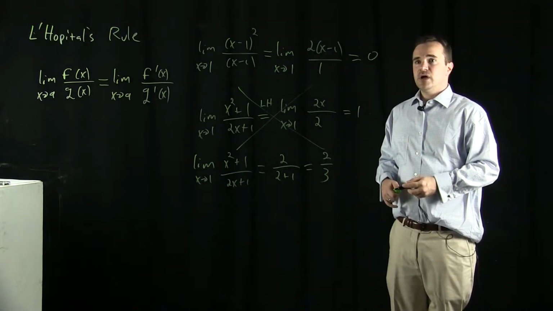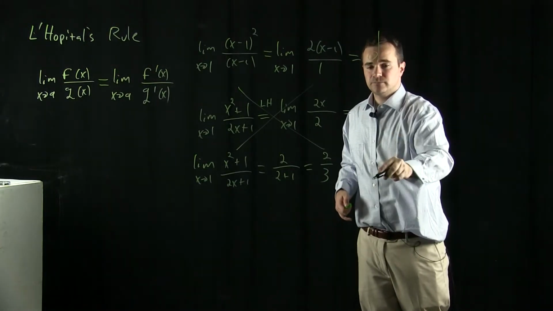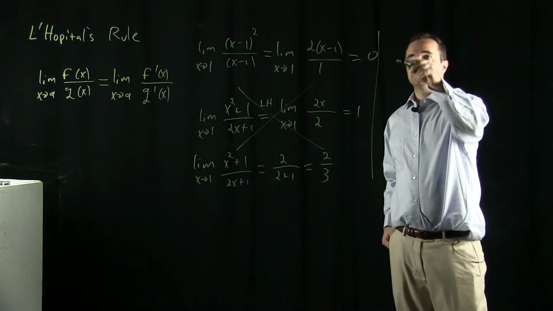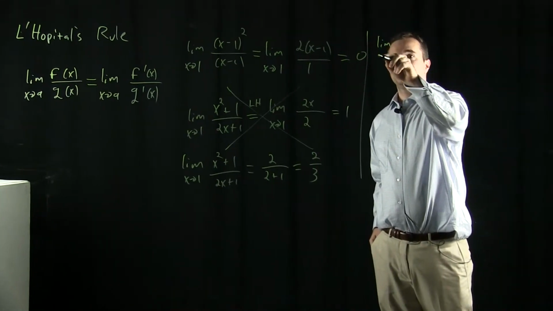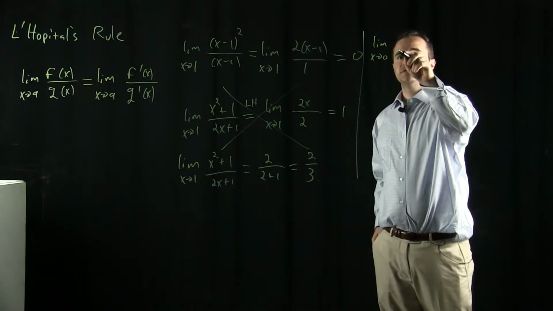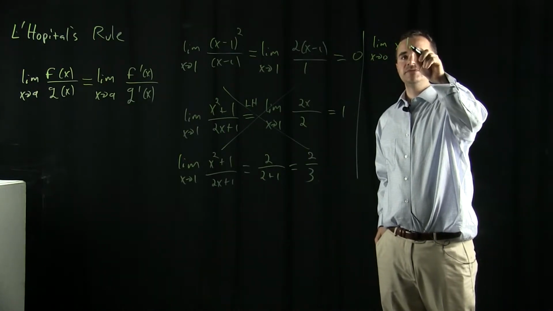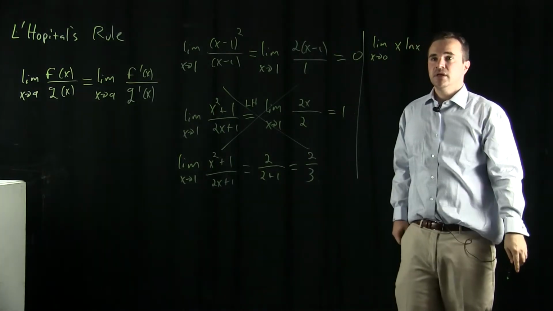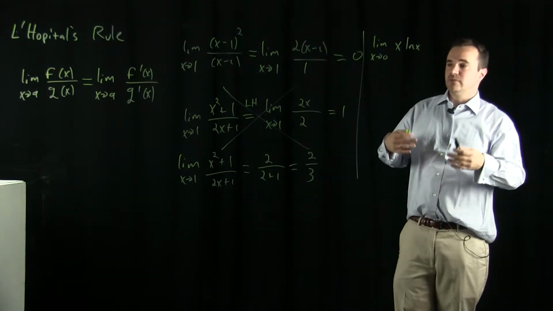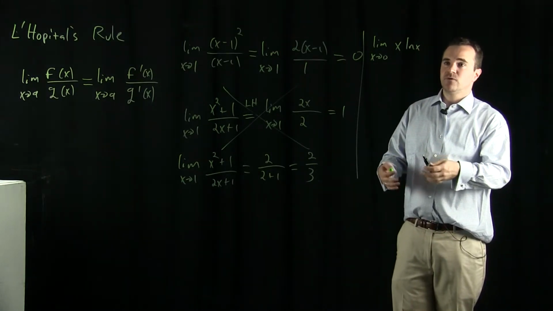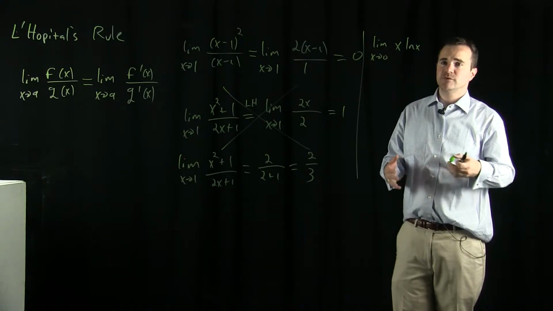Let me try one more example. Here's an example I really like. So say that we take the limit as x goes to 0 of x times natural log of x. So I just gave you a warning about verifying that it's in an indeterminate form. So can you use L'Hopital's rule for this?